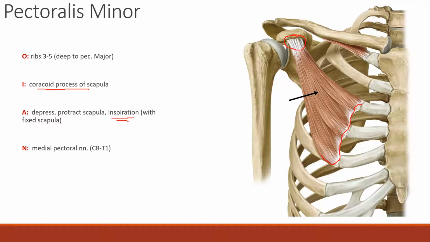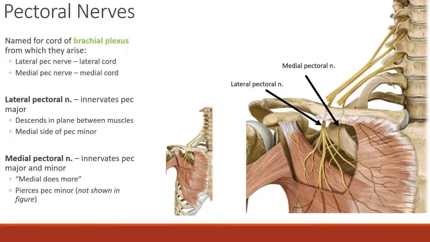The pectoralis minor is innervated by only the medial pectoral nerve. So the pectoralis major muscle gets both pectoral nerves, but the minor only gets the medial. Here we see those pectoral nerves in detail. We can see how the medial and lateral pectoral nerves are named. Okay, so the medial pectoral nerve has a more medial course, and the lateral has a more lateral course.